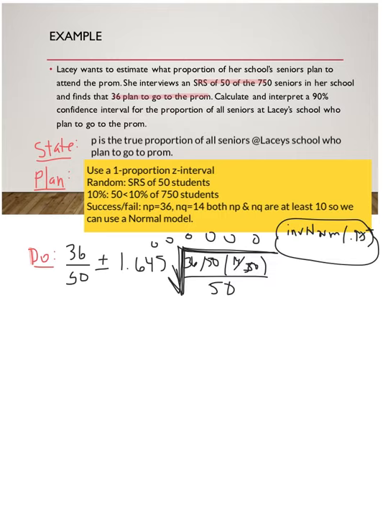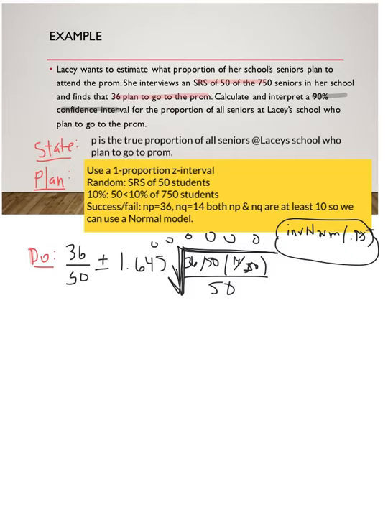So for our do step, remember we're going to start off with what happened with the sample. If 36 of our 50 in the sample plan to go to prom, that's our p-hat, plus or minus. This time, for our critical value, we want a 90% confidence interval. That's what it says up in the story, right? 90% confidence interval. So therefore, we have to think of the middle 90%. So we're going to use the inverse norm 0.95 to be 1.645. Remember, you can also reference your confidence interval handout.